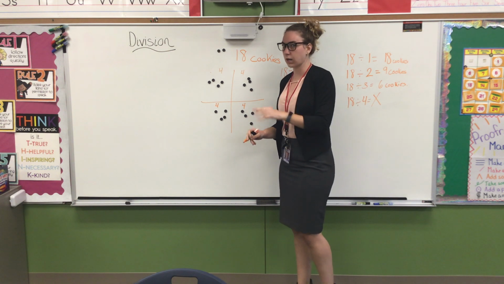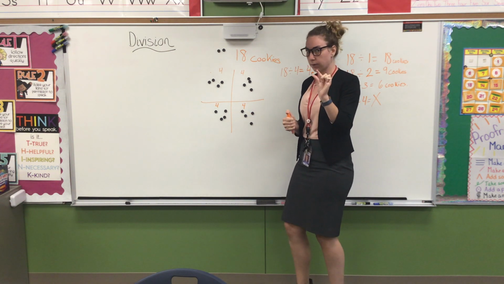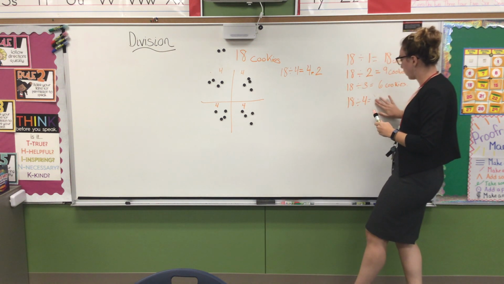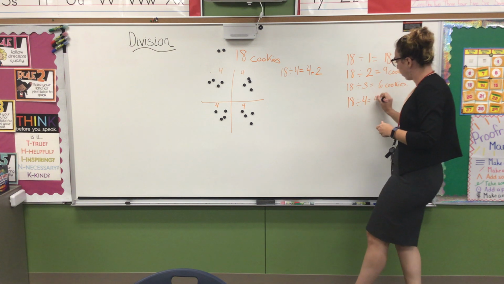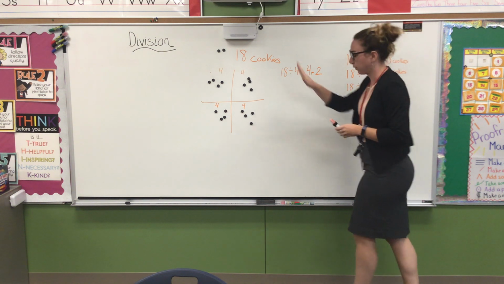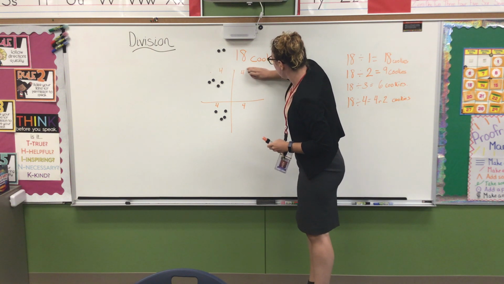Okay, we're gonna try by 5 and then by 6. So we got a little bit of time left, so let's see if this keeps working. I'm gonna erase this X here and I'm gonna write it equaled 4 remainder 2 cookies. Because that's what it equaled, right? We had 4 in each group plus 2 left over. Let's slide all of these back up top here.